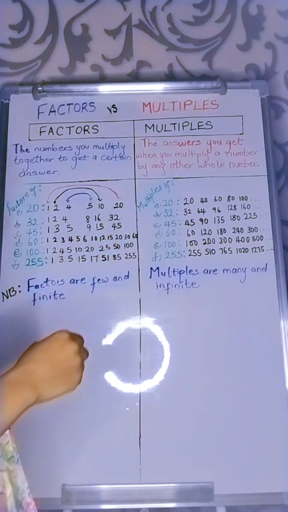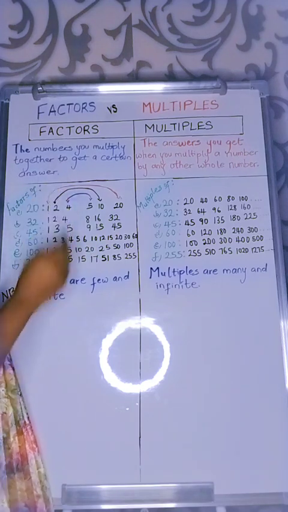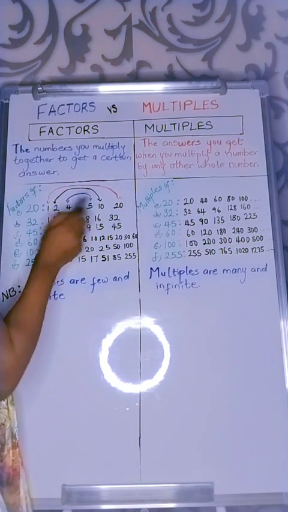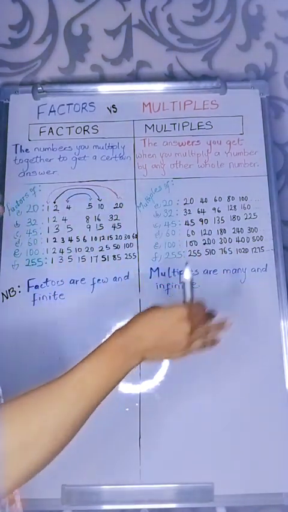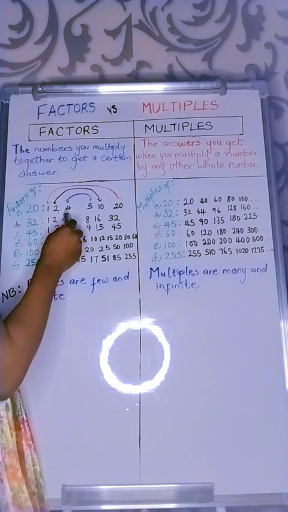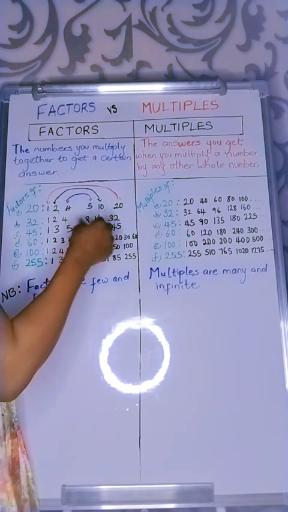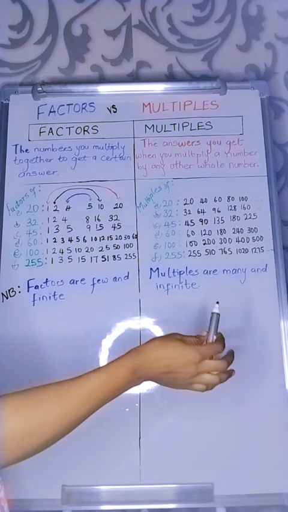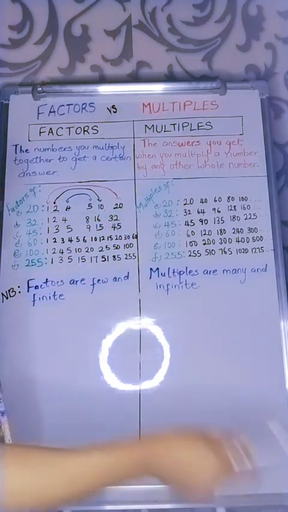Another factor of 20 is 2. 2 times 10 will give you 20. So as you're writing 2, also write down 10, so that you won't skip any bigger number. 4 is a factor of 20 also. What will be multiplied by 4 to give you 20? It is 5. You see how easy it is. You are able to get the whole numbers in an instant.